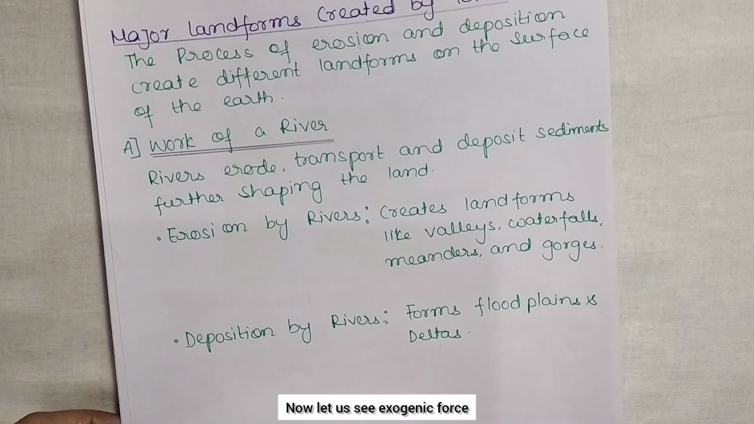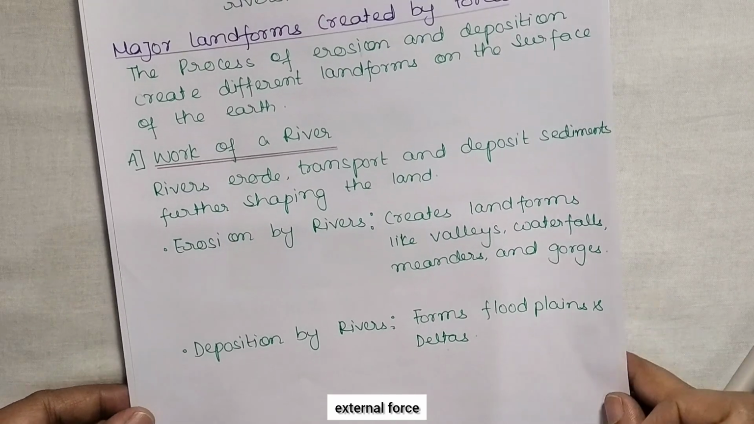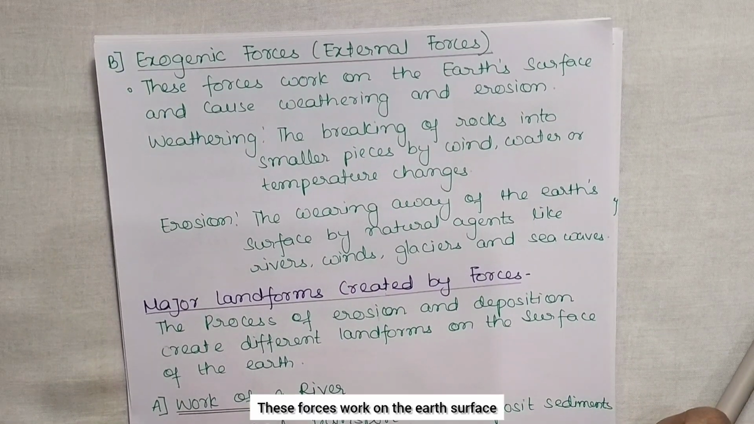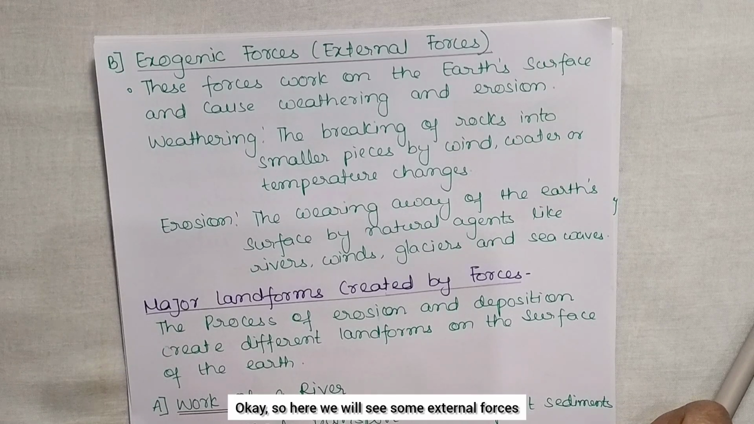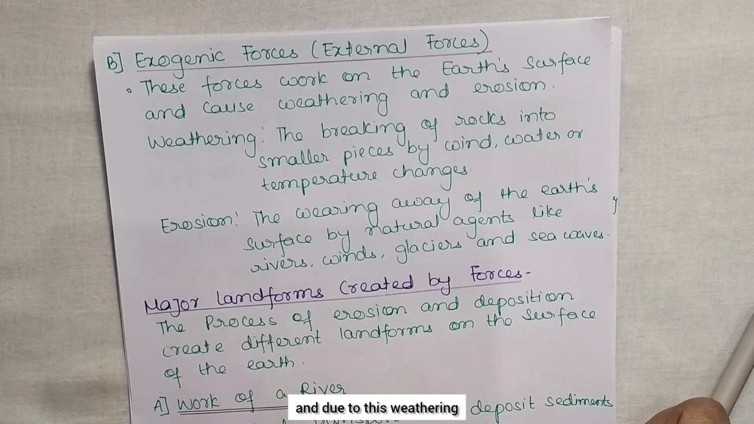Now let us see exogenic force. That is the second one, external force. These forces work on the earth's surface and cause weathering and erosion. Okay, so here we will see some external forces are working on the earth's surface, and due to this, weathering and erosion are there. Now what is weathering?